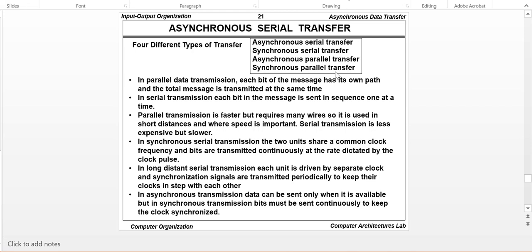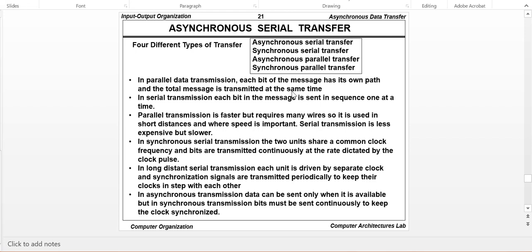Now, what do I mean by parallel transfer? In a parallel data transmission, each bit of the message has its own path and the total message is transmitted at the same time. For example, if a character has to be transferred and the character has 8 bits, then there will be 8 lines in parallel data transmission, wherein the 8 bits will be transferred parallelly with each bit in one line. So 8 bits will be transmitted to the destination all at the same time. This is called parallel data transmission.